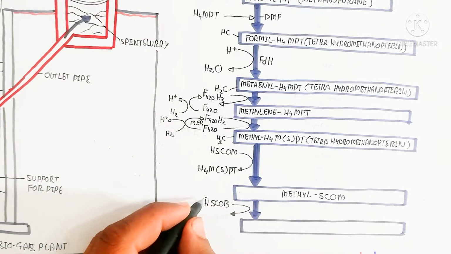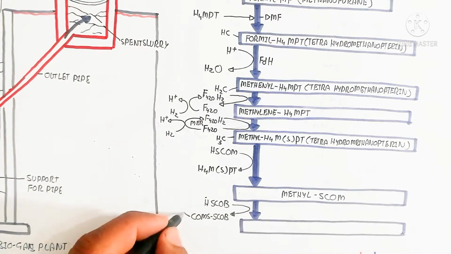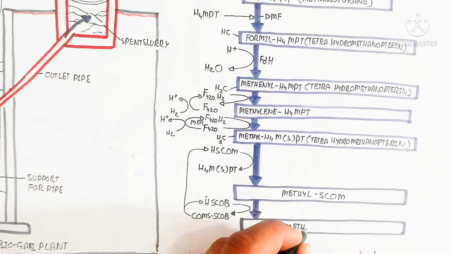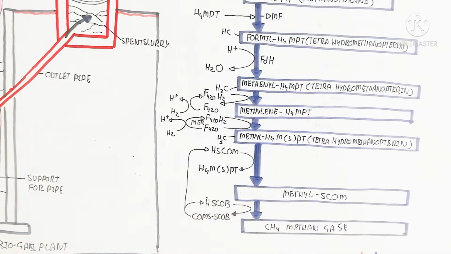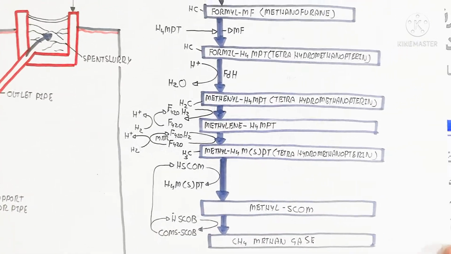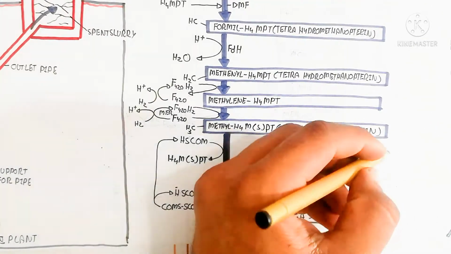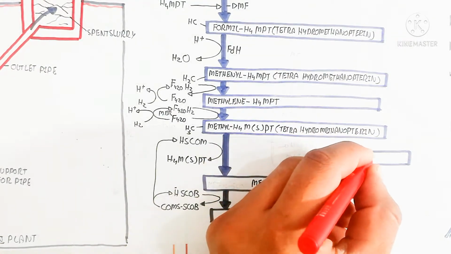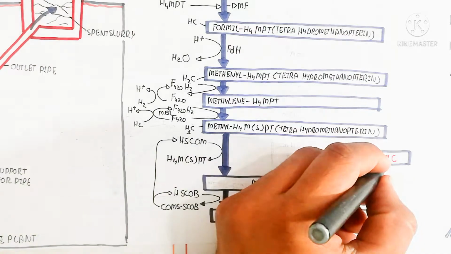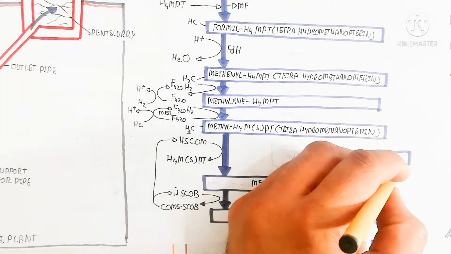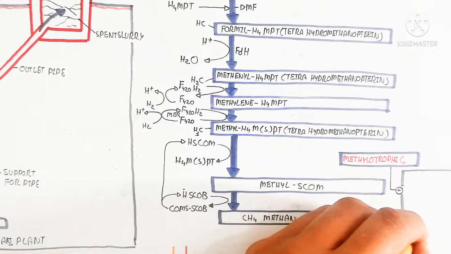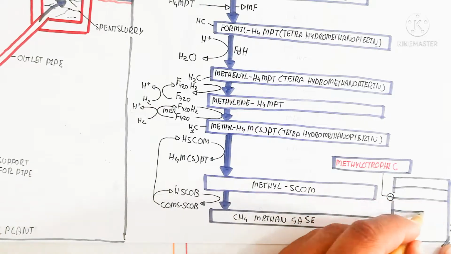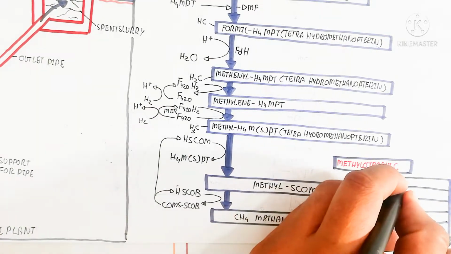So the coenzyme M will be added while the tetrahydromethanopterin will be separated, and in this way the HS coenzyme B will separate the coenzyme M S, and the S coenzyme B. So this is the succinyl coenzyme, and in this way the coenzyme will be separated and again be useful, and you can see the methyl coenzyme M will be formed, and in this way the methyl coenzyme M reductase enzyme is used to produce the methane.